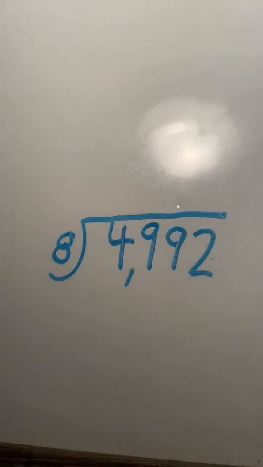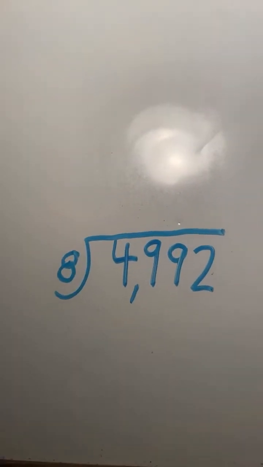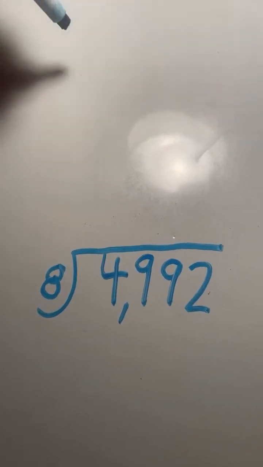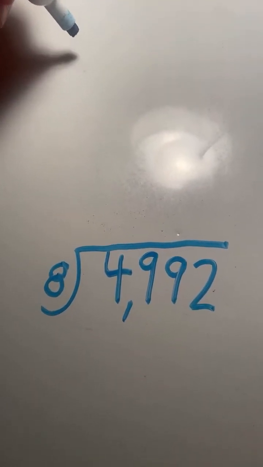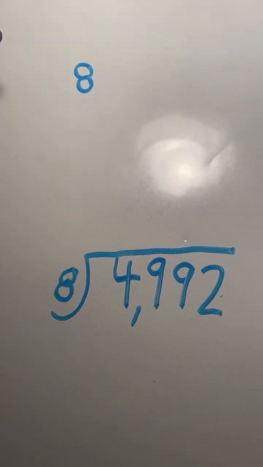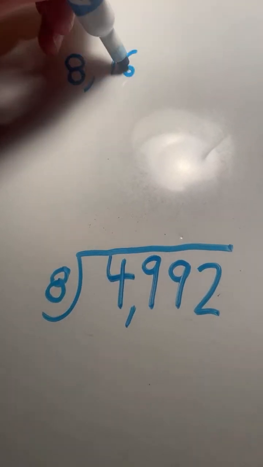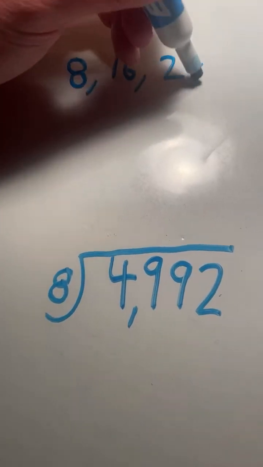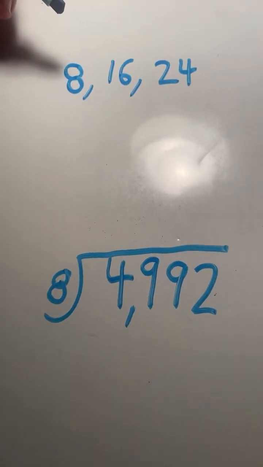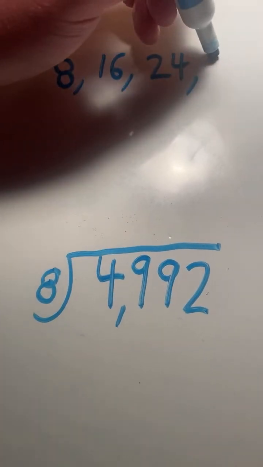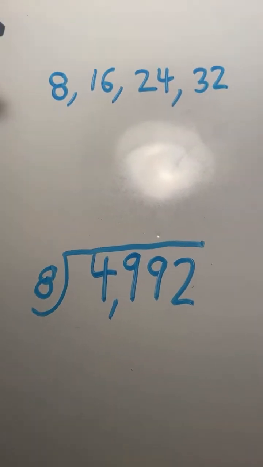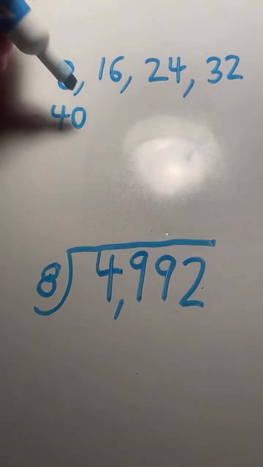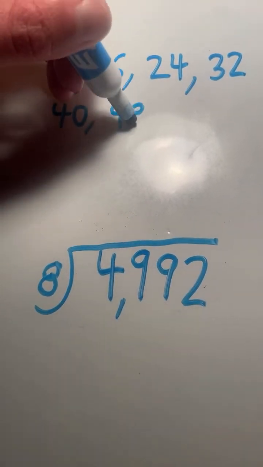I'm going to skip count by 8s. I'm going to see how many groups of 8 I can get into 49 without passing it. So 8, so far I have 1 group. 16, so far I have 2 groups of 8. 24, 3 groups of 8. 32, 4 groups of 8. 40, 5 groups of 8. 48, 6 groups of 8.